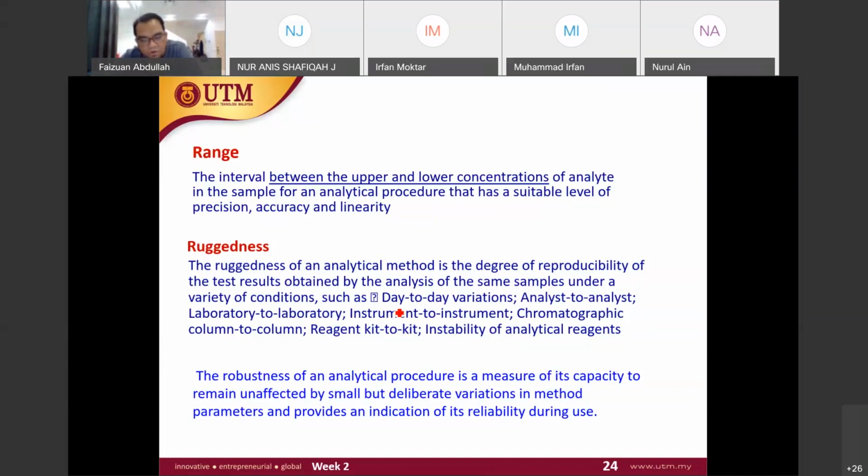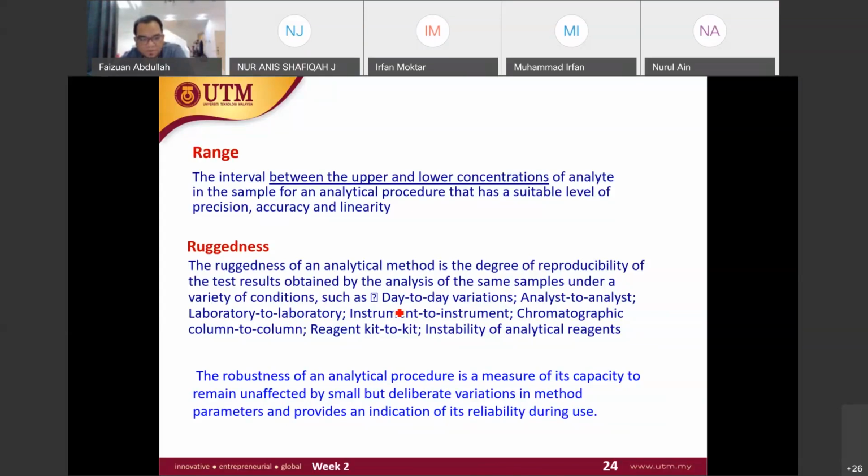For chromatography, if we change the column, what about the result? And if we change the reagent kit, what about the result? Accurate or not accurate, precise or not precise, right? So if we change all these conditions and we get quite similar, precise and accurate results, then the instrument or the method is rugged or robust. In Malay we call it tahan lasak. It means that in whatever condition we have the same or quite the same result.